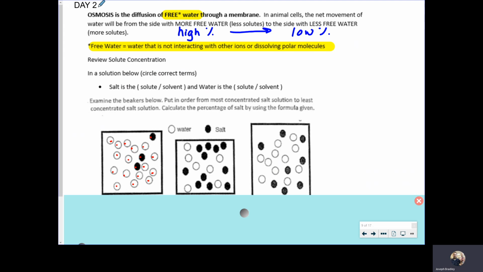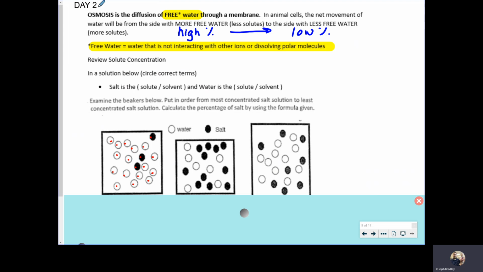So osmosis is the diffusion of free water through a membrane. In animals, the net movement of water will be from the side where you have more free water, meaning less solutes, to the side with less free water.